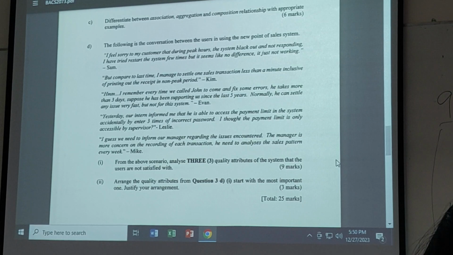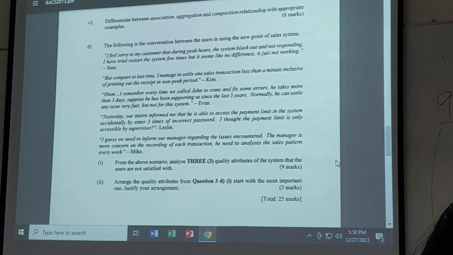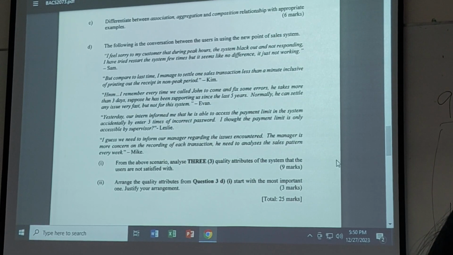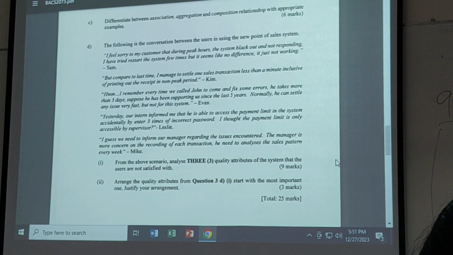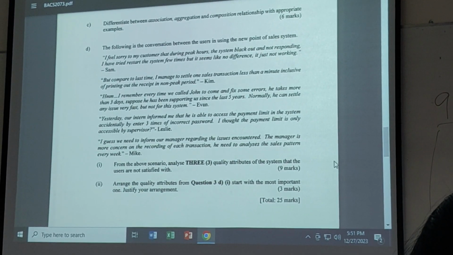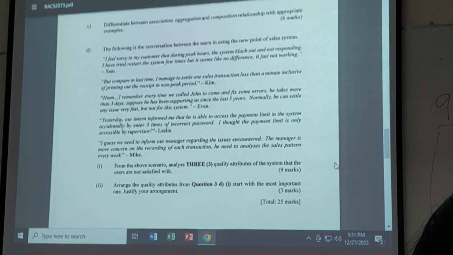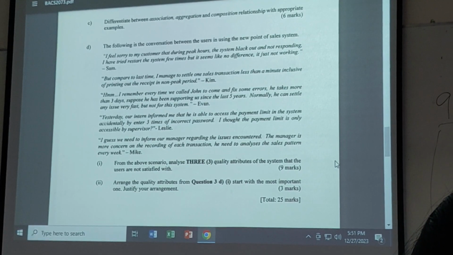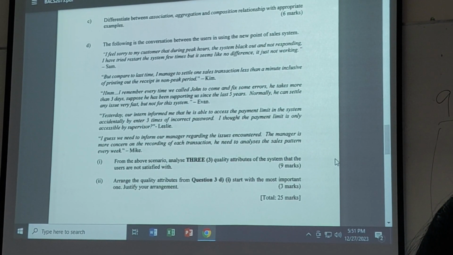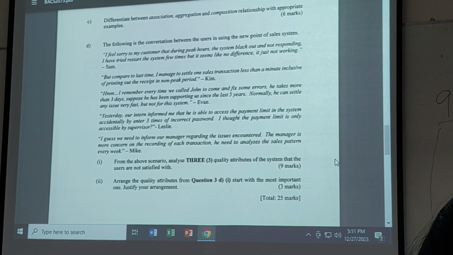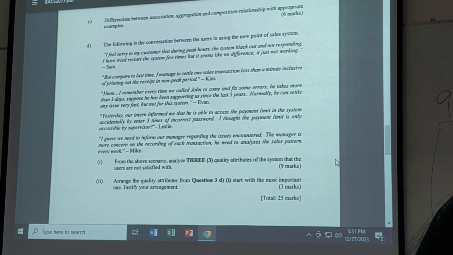Because security will affect the data integrity of the system. If the system sales limit can be changed by anyone, even by the intern, this will lead to incorrect sales figures. Understand? Three marks only, got it?